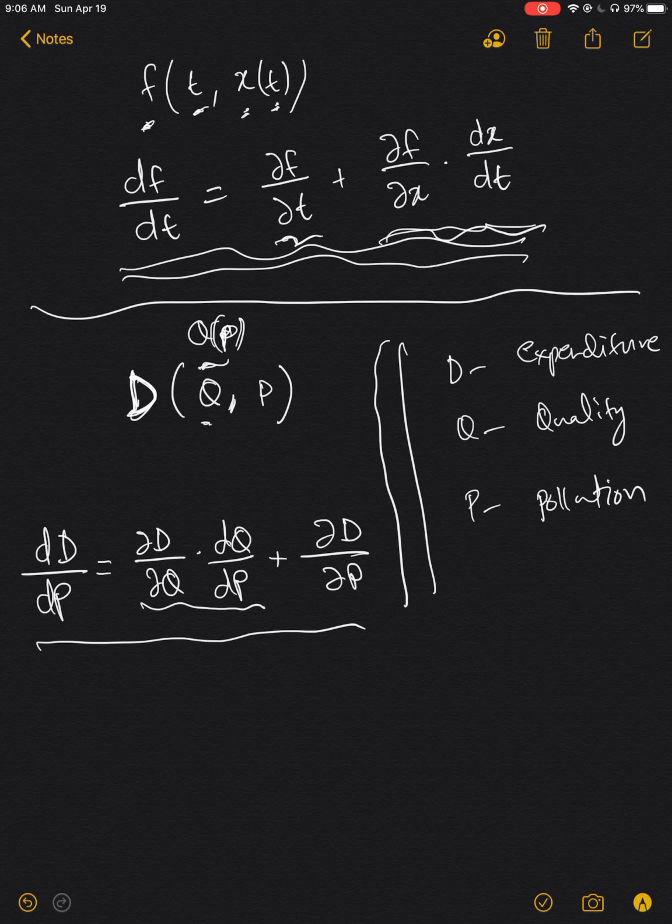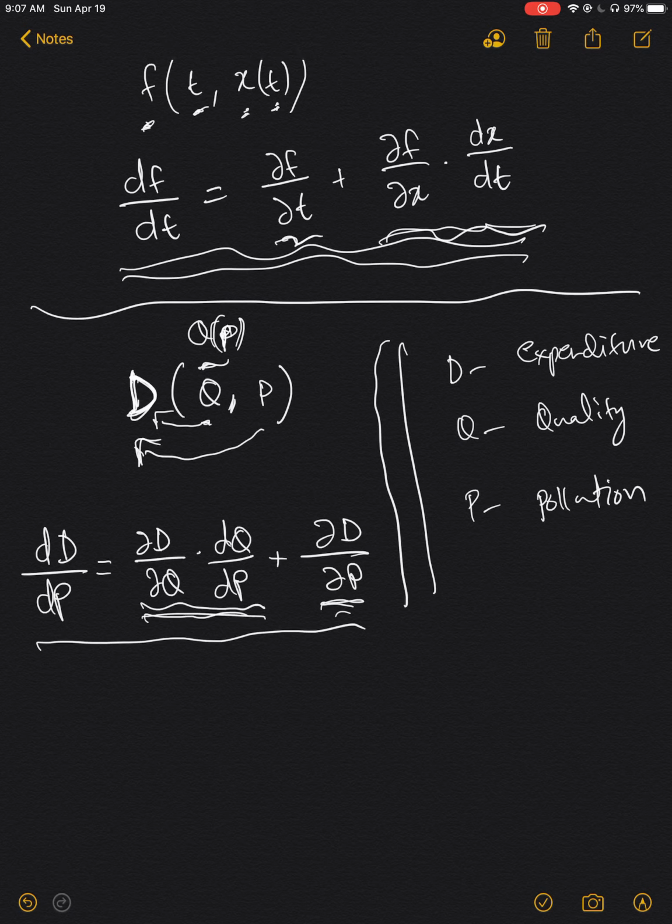So when you're changing P, you're changing D in two ways. There is the direct effect of changing P on D. And when you change P, you change Q, and that in turn has an effect on D. Okay, so there's two components to your change in expenditure. There's a component that comes directly from P, and there's a component that comes because P changing changes Q, and that in turn changes D.